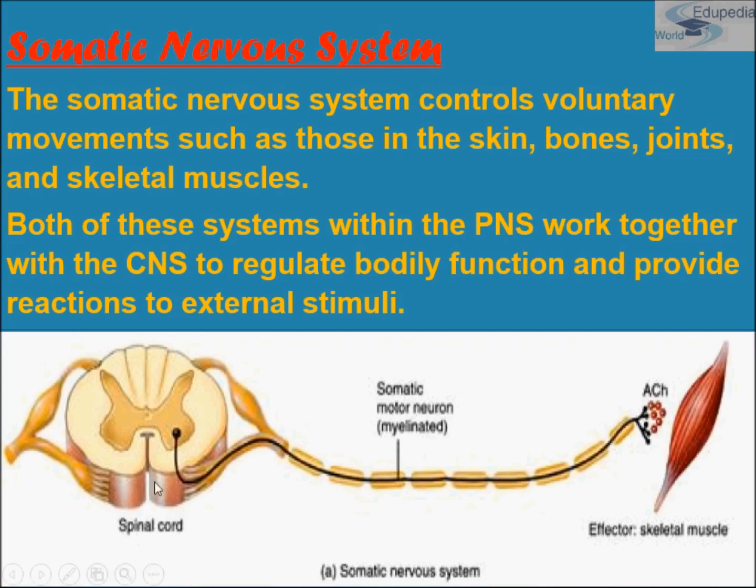See, this is our spinal cord. This is our somatic motor neuron, which is myelinated. And this is our effector, which is your skeletal muscle. So the somatic nervous system controls voluntary movements such as those in the skin, bones, joints and your skeletal muscles. Both of these systems within the peripheral nervous system work together with the CNS to regulate bodily functions and they provide reaction to the external stimuli.